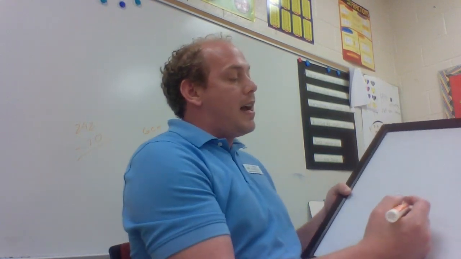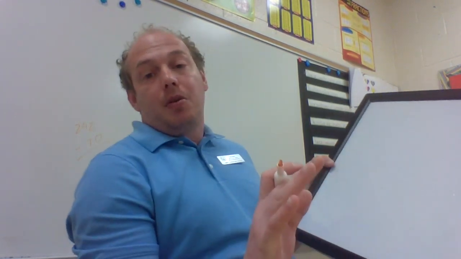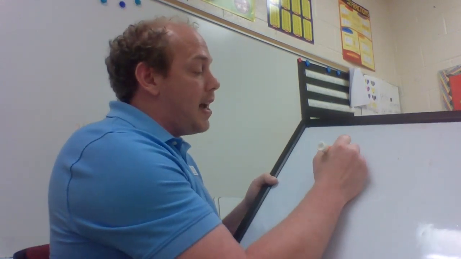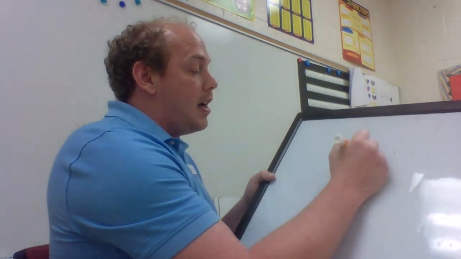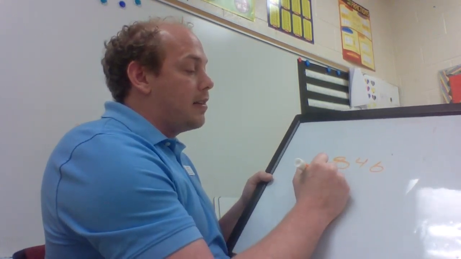So if we can't do this with 2 numbers because you can't regroup twice because you only have 2 numbers. But we can do this with 3 numbers. So if we have 846 and we subtract 278.